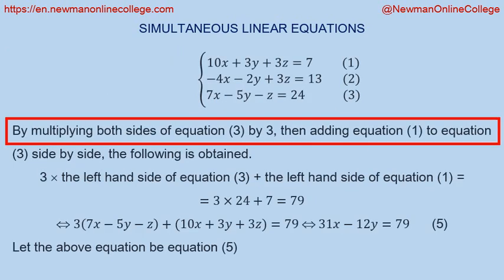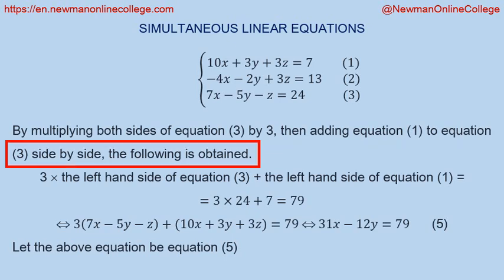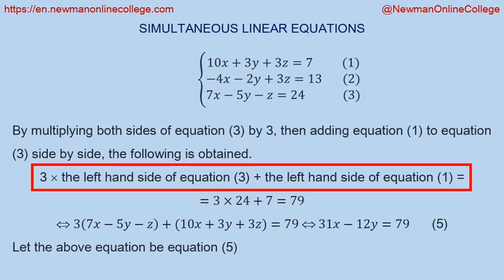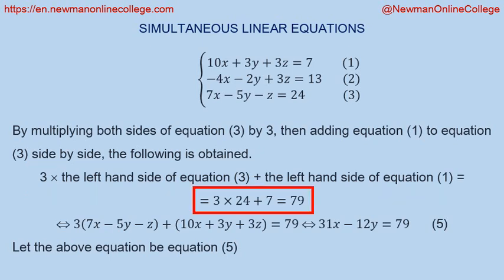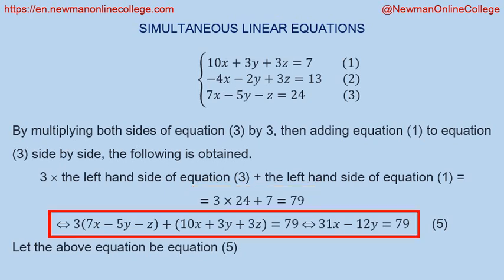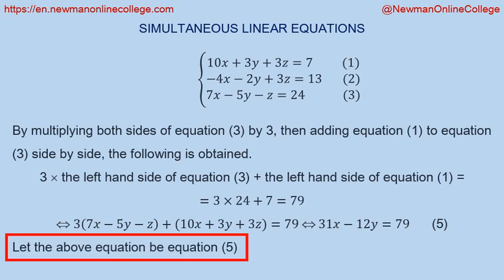By multiplying both sides of equation 3 by 3, then adding equation 1 to equation 3 side by side, the following is obtained. 3 times the left-hand side of equation 3 plus the left-hand side of equation 1 equals 3 times 24 plus 7 equals 79, which is equivalent to 3 times open bracket 7x minus 5y minus z close bracket plus open bracket 10x plus 3y plus 3z close bracket equals 79, which is equivalent to 31x minus 12y equals 79. Let the above equation be equation 5.